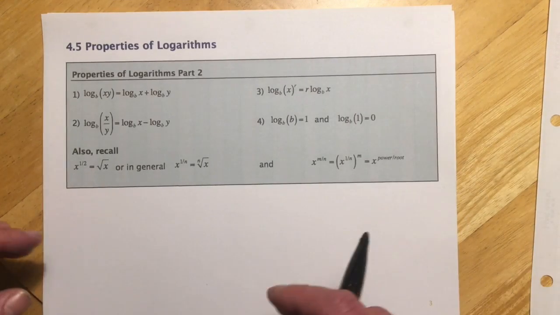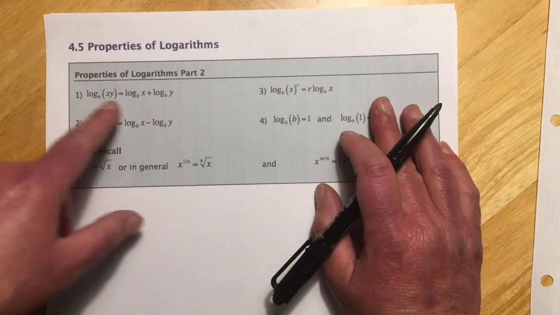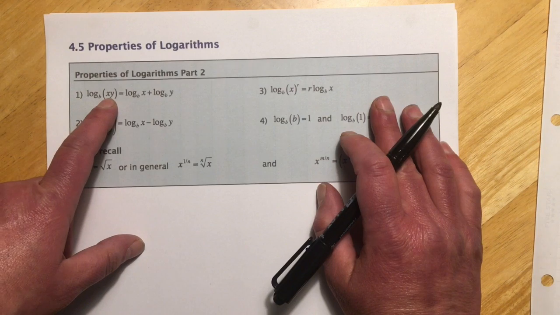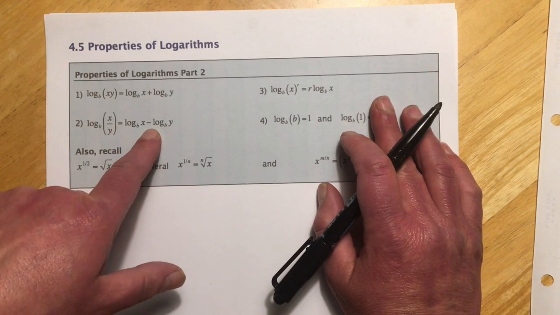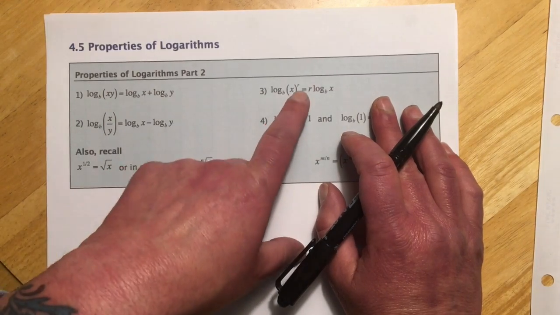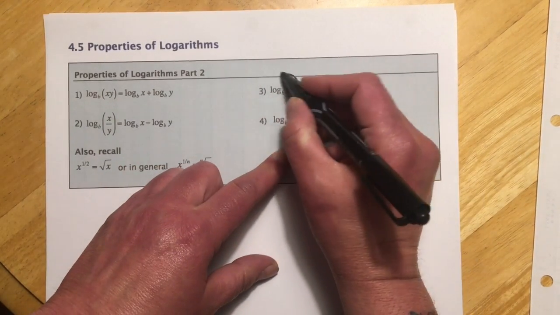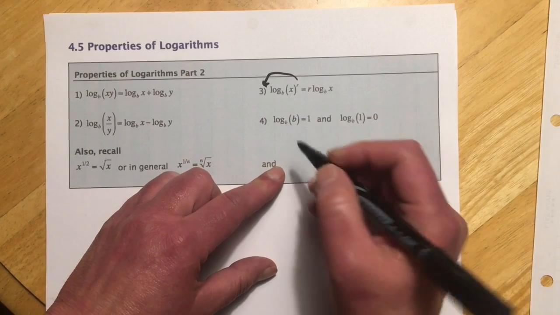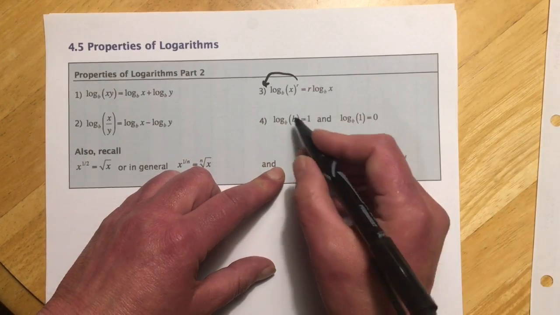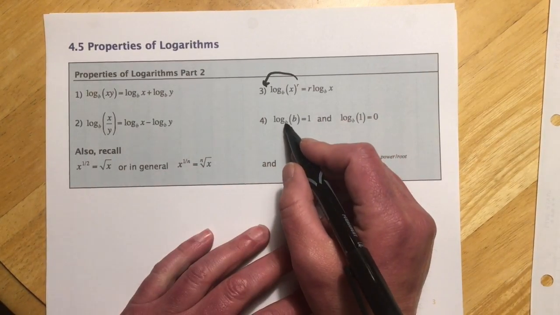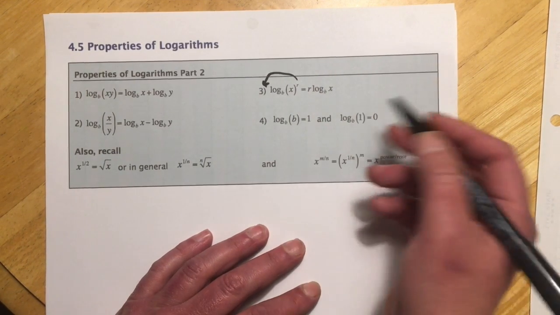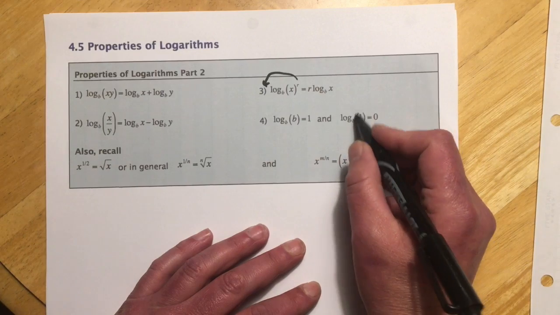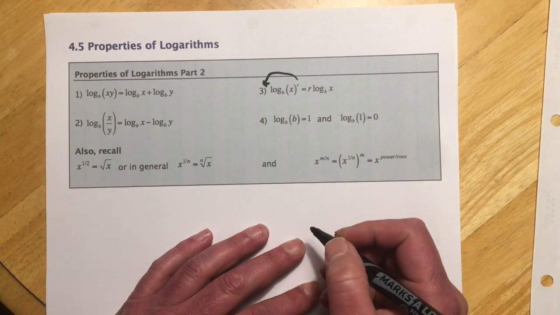Then in section 4.5, that's where we got the meatier properties of logarithms. Remember, when we're multiplying, we are adding logarithms. When we're dividing, we can subtract logarithms. When we have a log to a power, we can bring that power down front. And these are those same definitions from 4.3. If the base and the argument of the log are the same, log base 10 of 10, that's 1. The log of 1 will always be 0.